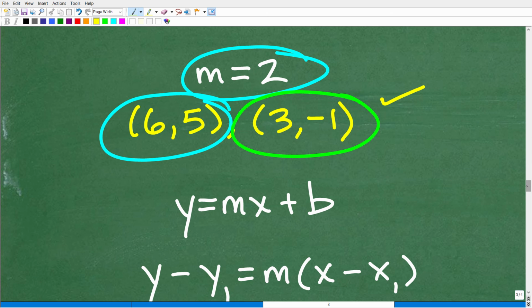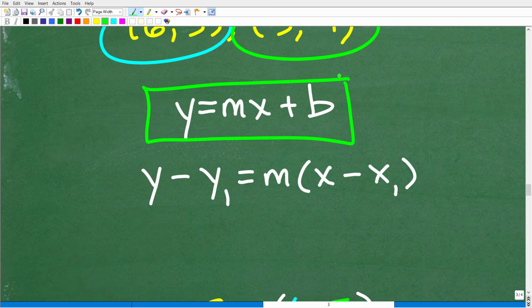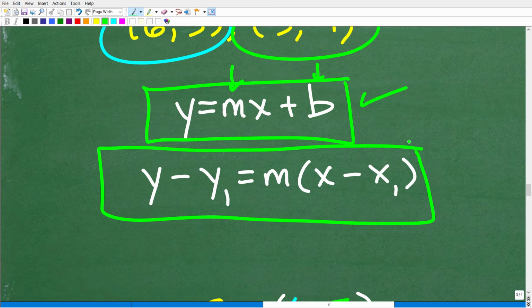All right, now the next thing we need to do is pick some formulas here. Now these are, again, critical for those of you that need to understand algebra. So this formula here is called the slope-intercept formula, y equals mx plus b. I could use this formula to find the actual equation of the line, or I could use this formula, and this formula is called the point-slope formula. Now I particularly am a big fan of the point-slope formula, especially for this type of problem.